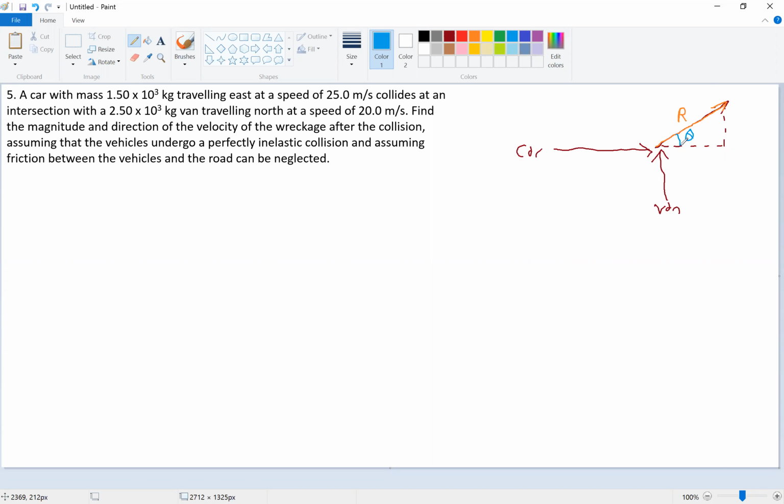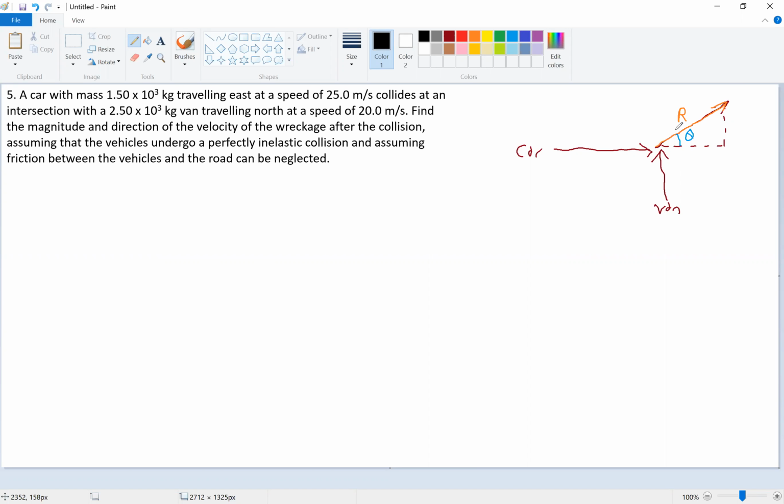So what we're going to do here is break up the situation into considering the X components and then considering the Y components. That will give us two systems of equations, so we'll be able to solve for the X component of R and the Y component of R, and then combine them using Pythagorean theorem and then inverse tangent for the angle.